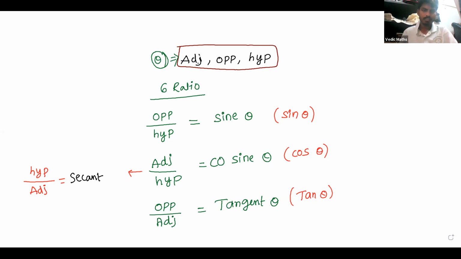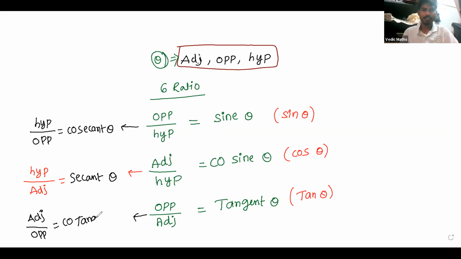Okay, secant with respect to theta. If you take the reverse of this, then it is called cosecant theta. And if you take the opposite of this value, that is adjacent by opposite, then it is called cotangent theta.